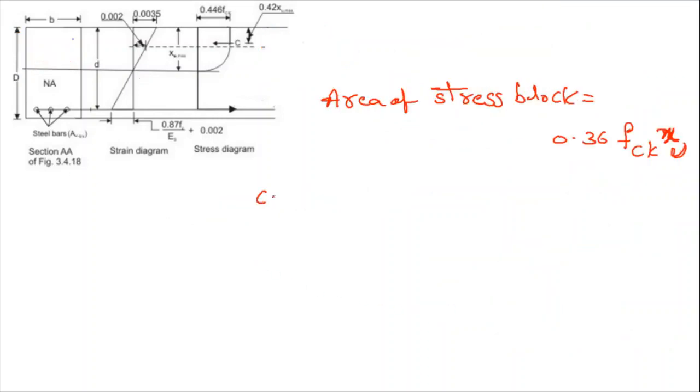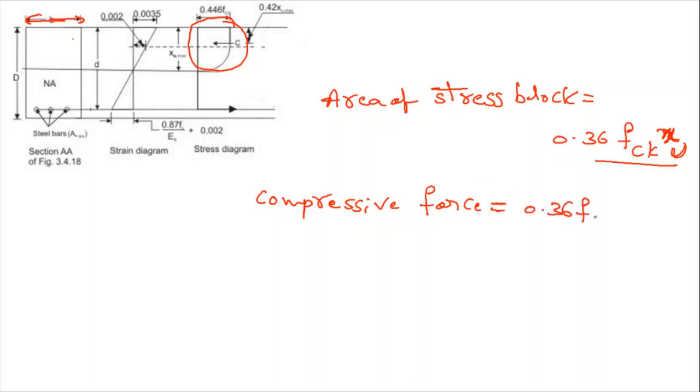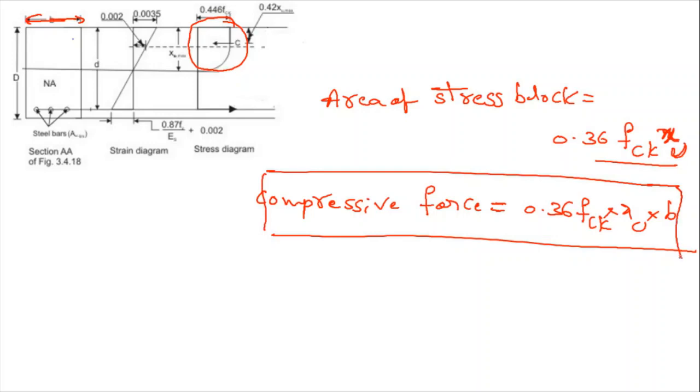Then what we have to determine is the compressive force. Compressive force is nothing but the area of stress block, which we got as 0.36 FCK into XU, multiplied by the width of the section. So that will become 0.36 FCK into XU into B. This is the compressive force we consider while designing RCC beams.